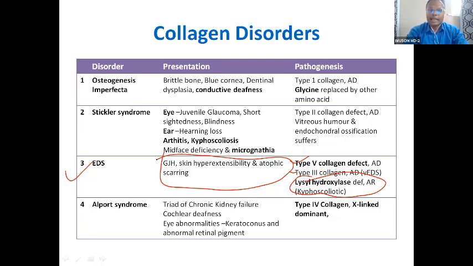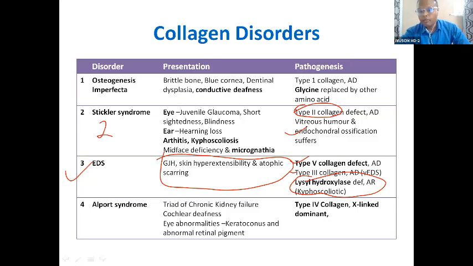Okay, so Stickler, I told you, T for Tuckler, to remember is Tuckler. That is how you can remember easily. It is related to type 2 collagen, a type 2 collagen defect. What is the pathogenesis? Where is type 2 collagen present? Those organs will be affected, plus endochondral ossification will also suffer.